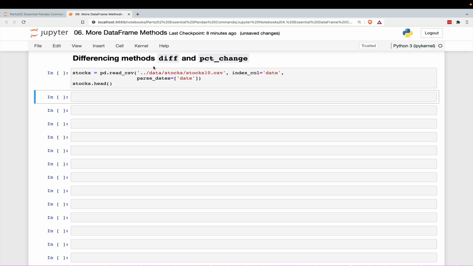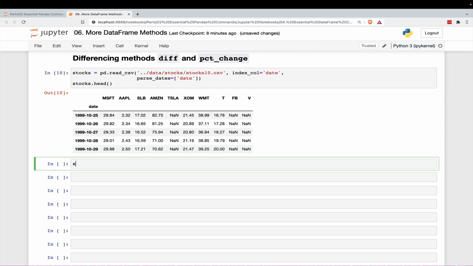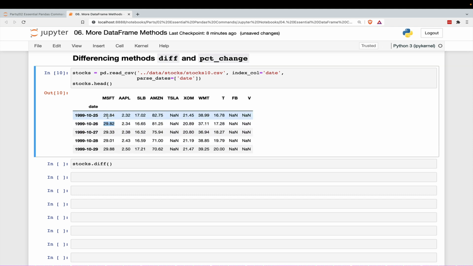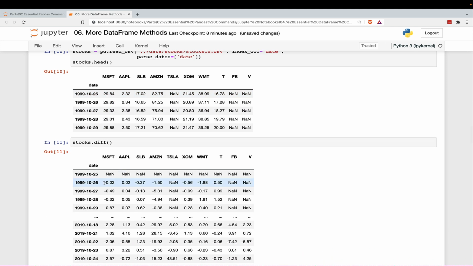We're going to take a look at the differencing methods, diff and percent change. They work the same as a series, so hopefully you understood it with a series. So diff, again, it works column-wise. It will take the difference between the current value and the previous value by default, right? So the first value is 2 cents lower than the one above it. Obviously, these have no previous value, so they will all be missing.